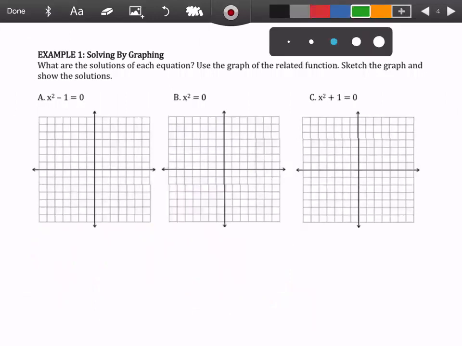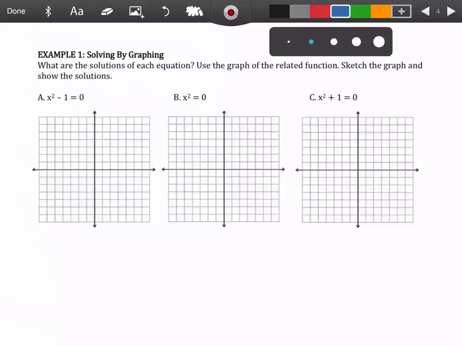So the question asks, what are the solutions of each equation? This time they didn't even use the word zeros or roots or x-intercepts, but that's what they're looking for. When they're saying what are the solutions, they're looking for the x-intercepts. Use the graph of the related function, which we are going to graph, and then sketch the graph and show the solutions. So we are going to graph these on Desmos.